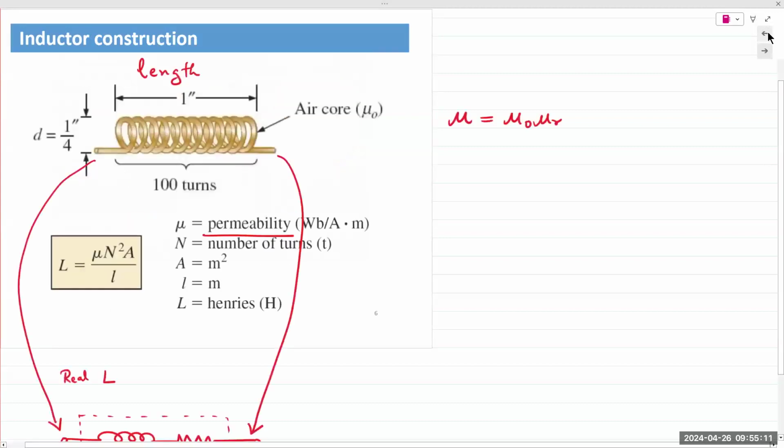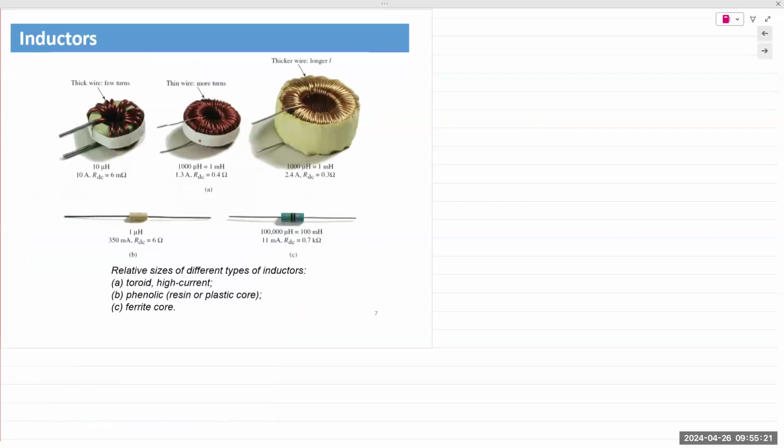If you look at the equation, here, inductance is directly proportional to the square of the number of turns. Here, the inductance value is 1 millihenry. Here it's 10 microhenry. 1 millihenry is about 1,000 microhenries. So again, 100 times higher inductance value with a thinner wire, but a large number of turns that establishes a large magnetic field.